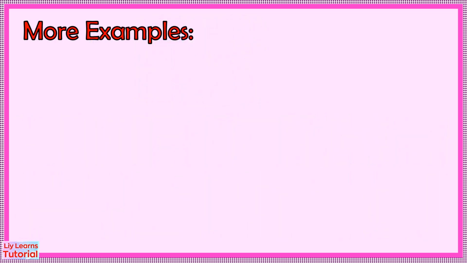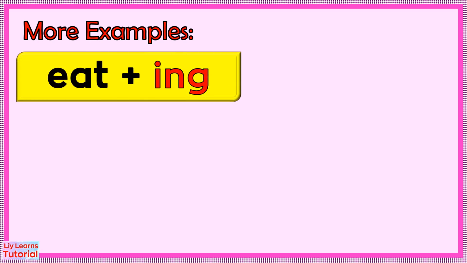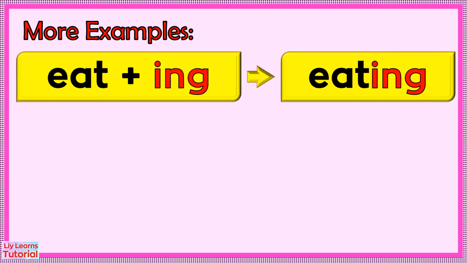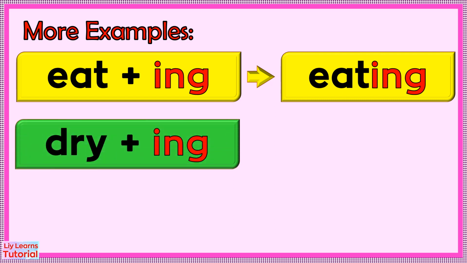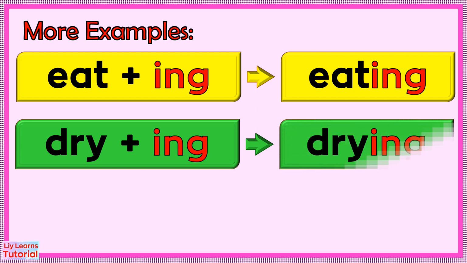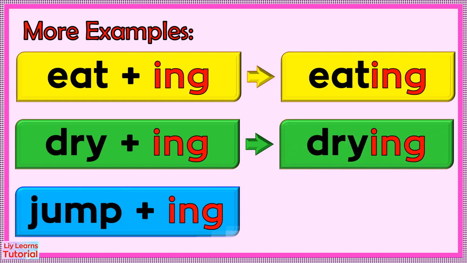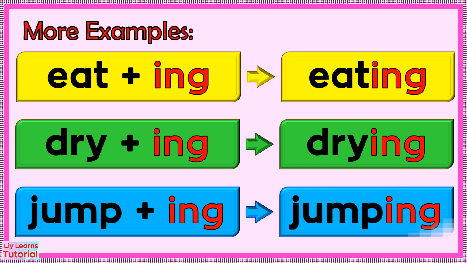Look at these examples. Eat plus ing is eating. Dry plus ing is drying. Jump plus ing is jumping.